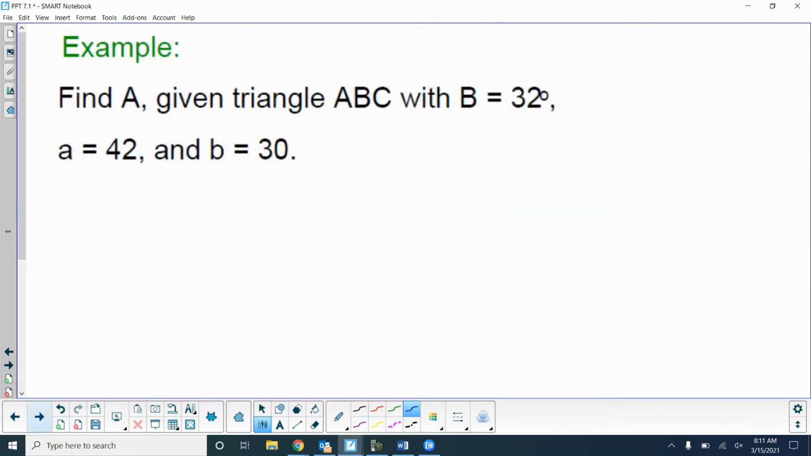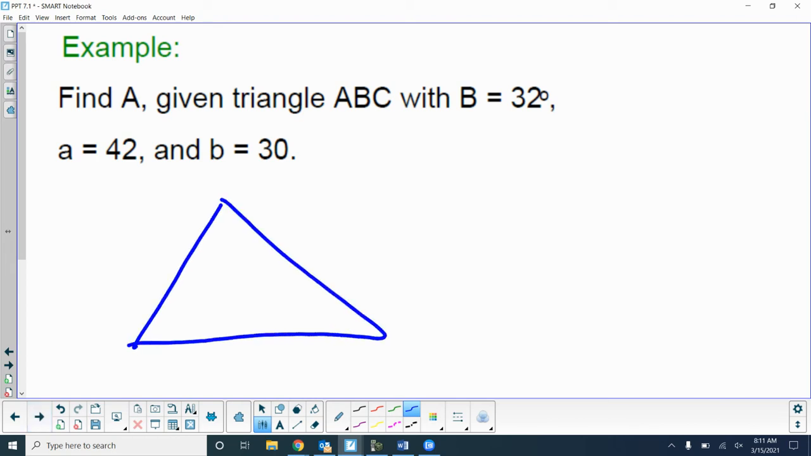Okay, here's another example. I'll draw it real quick. We have a really big angle now. I guess I should look at that first. All right, so B was 32. Side A was 42. Side B was 30. Which situation do I have? Angle, side angle, or side, side angle?